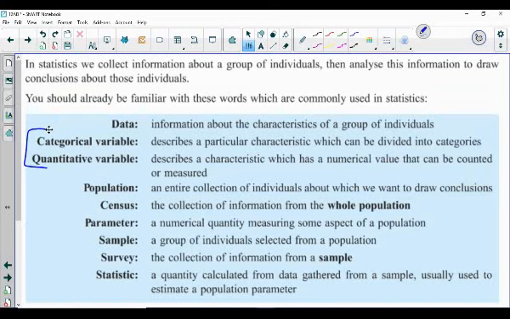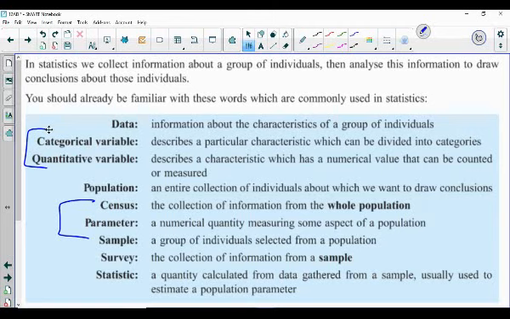I don't know, that's dumb. We might as well just call those grade levels A, B, C, and D. All right, so please understand the difference between those two. Census versus sample. A census is when we get things from the whole population. A sample is just from some people of the population.